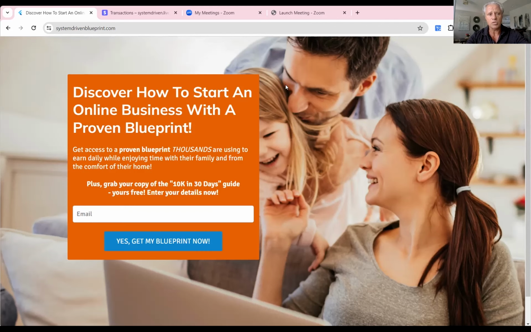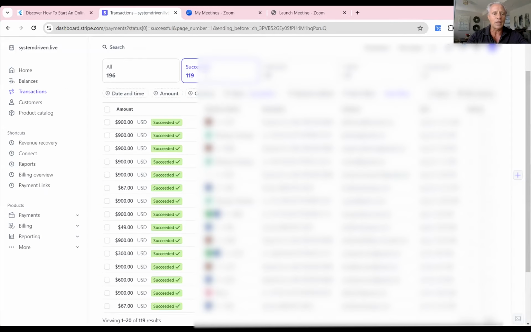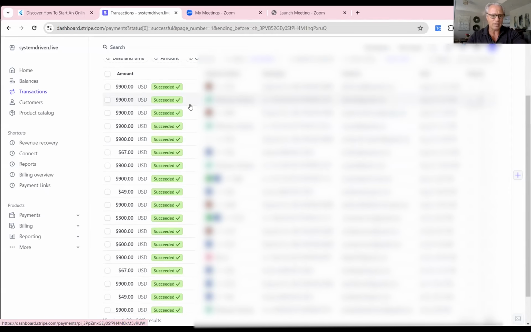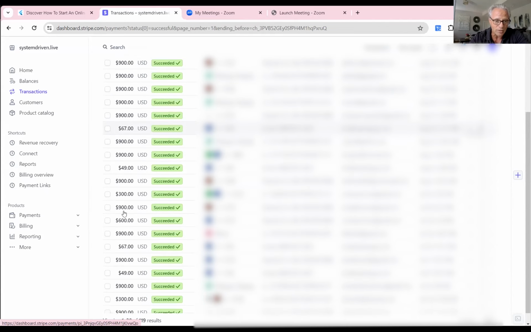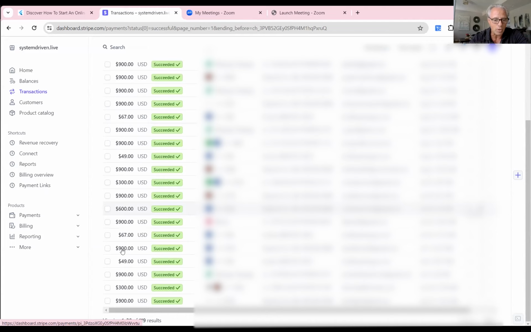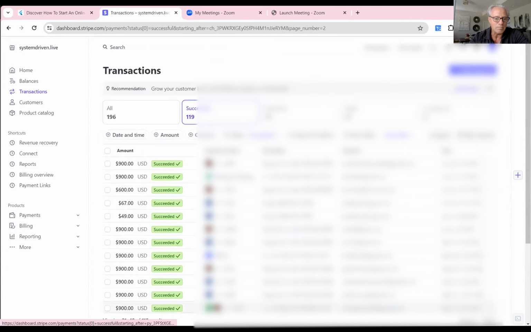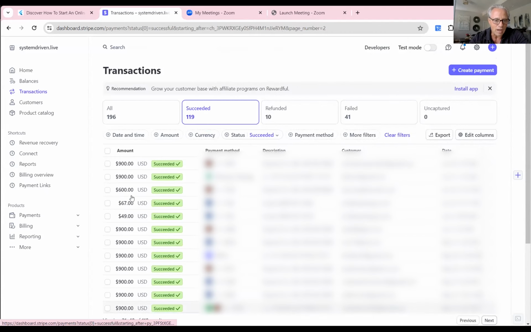So I'll show you, just by using this particular blueprint, we've been able to create many transactions that have paid us $900. Now you see the amounts that we've been paid vary. $900, $67. There are other digital products. There's a $300 product here. There's a $600 product. But for the most part, I'll go to the next page as well, you could see here it's mostly the $900 product.